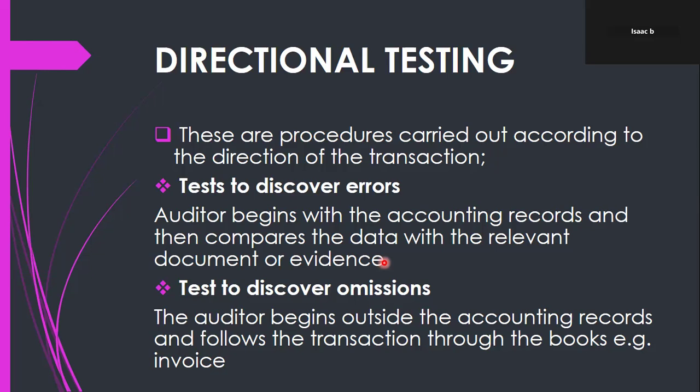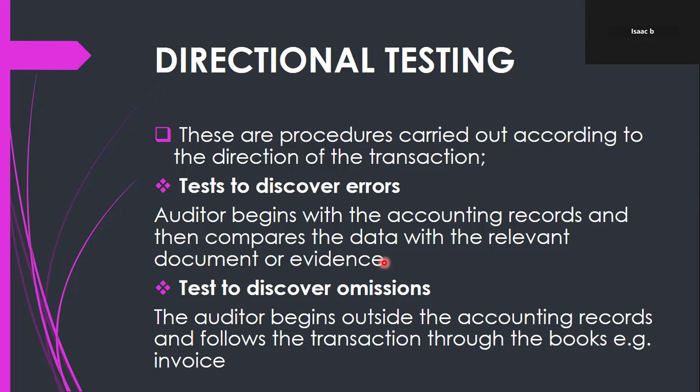We check that particular amount that's in the book, that's in the payables ledger, the personal account. Then we get the invoice that Zambezi Portland sent to us. Then we compare, because we're testing for an error. So we first begin with the books, we check the amount that's in the book, then we look for the invoice, and then we compare. Then we are able to check if there is an error, right?